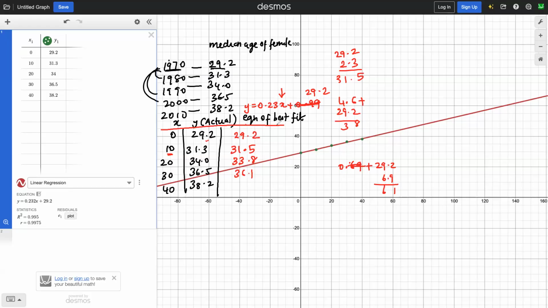What is this? This is based on your equation of best fit. You are plugging in values. So these are the predicted values based on the equation. Make sense, guys? So what is the residual here? If I plot these points, actually I have to plot 0, 29.2, 10, 31.3. But based on the equation of best fit, when I draw the line, the line's equation will tell me for 0 it's 29.2, for 10 it is 31.5. So what is the difference between these two? What is the difference between these two called?